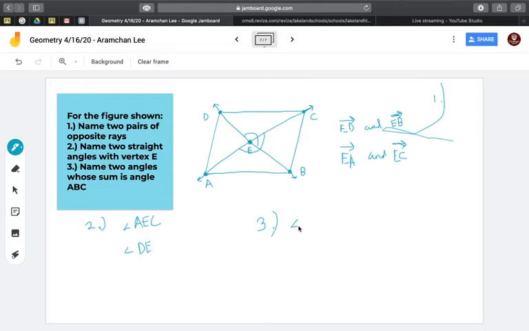So angle ABE plus angle EBC equals angle ABC.